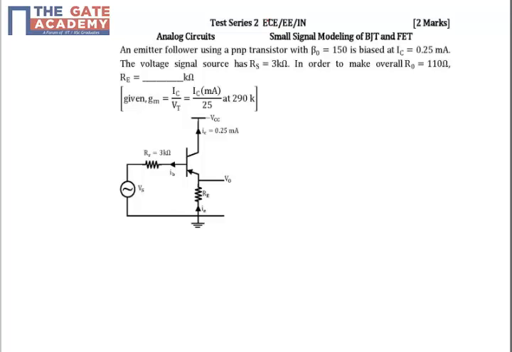Hello friends, this question is from the part test 2. Subject name is analog circuit, topic name is small signal modeling of BJT. In fact, it's a 2 marks problem.